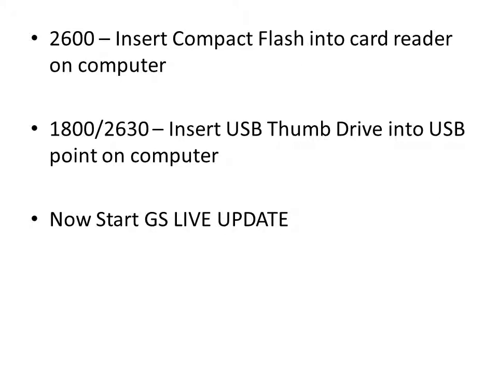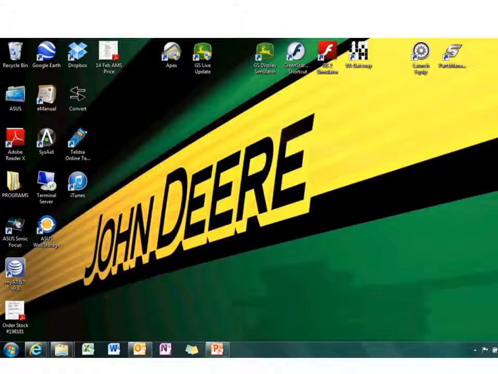So depending on the type of display you have in your machine, your requirements will be slightly different. For a 2600 display, you need to have a compact flash card reader. So the compact flash card out of the display needs to be inserted into the card reader and hooked up to your computer. For an 1800 or 2630 display, you need to have a USB thumb drive and put that USB into the port on your computer. And then we now start the GS Live Update program. So double click the GS Live Update icon.